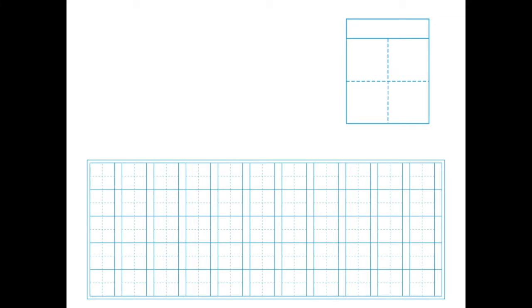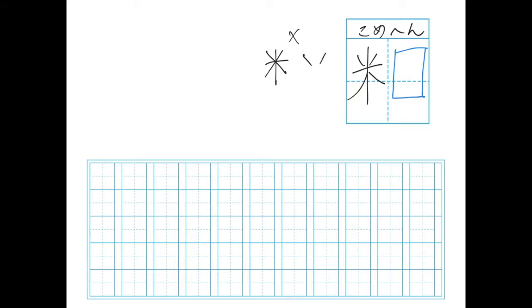First bushu for lesson 2 is kome hen. Kome, which means rice. Hen. 1, 2, 3, 4, 5, 6. This is not an asterisk. Sometimes I see it written like this. It is not an asterisk. It goes 1, 2, and then 3. Like that.